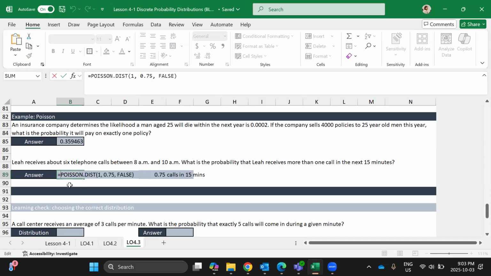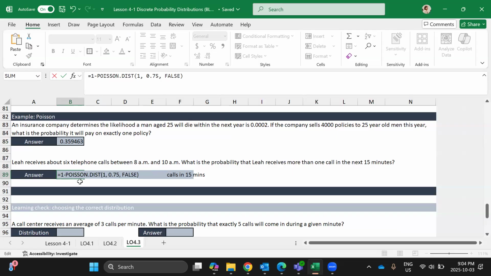Remember, the rule of complement is about opposites. So if we want more than 1 phone call, it could be 2, 3, 4, 5, 6, 7, 8. We don't know how many phone calls she could get in the next 15 minutes. It's technically an unlimited amount. So what's easier than trying to find all those options is to do the opposite. The opposite of more than one is either getting 1 phone call or 0 phone calls. Those are the only things opposite of more than one.